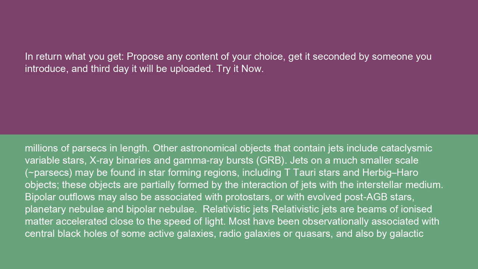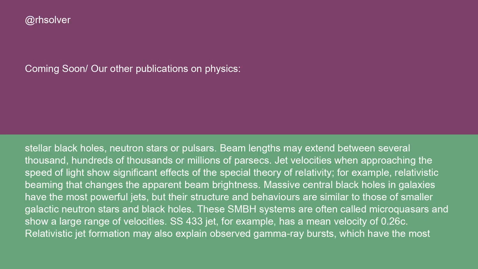Relativistic jets are beams of ionized matter accelerated close to the speed of light. Most have been observationally associated with central black holes of some active galaxies, radio galaxies or quasars, and also by galactic stellar black holes, neutron stars, or pulsars. Beam lengths may extend between several thousand, hundreds of thousands, or millions of parsecs.